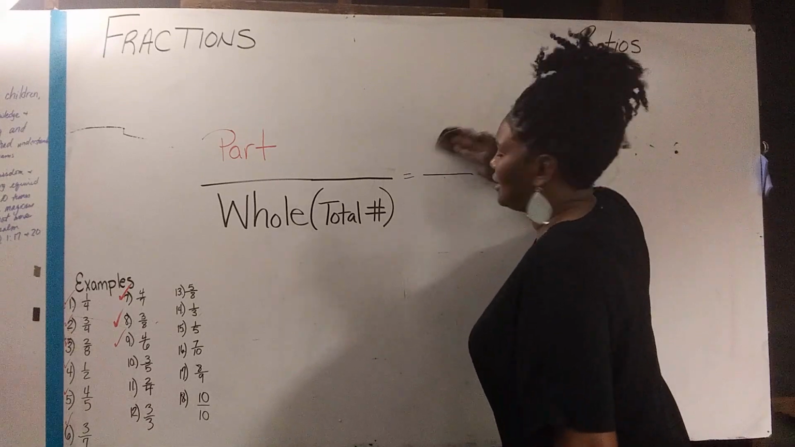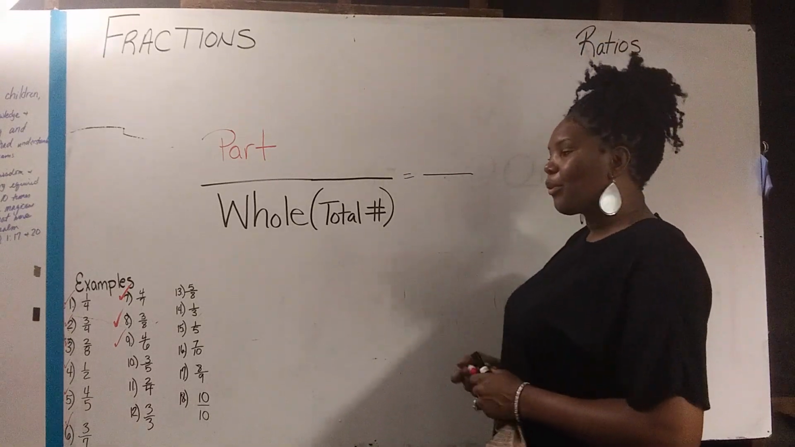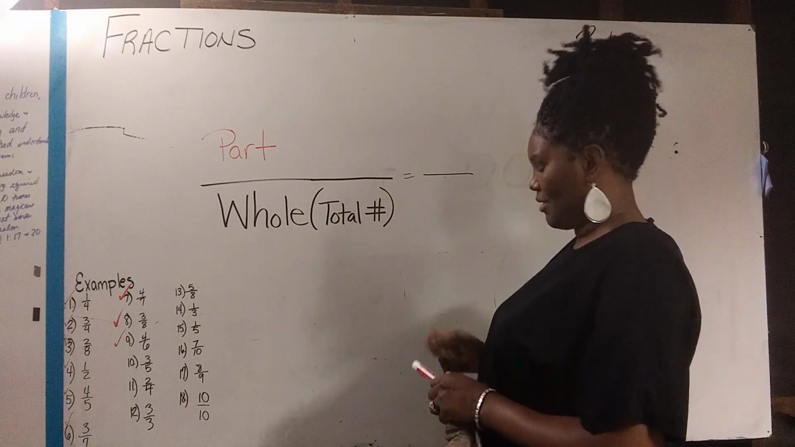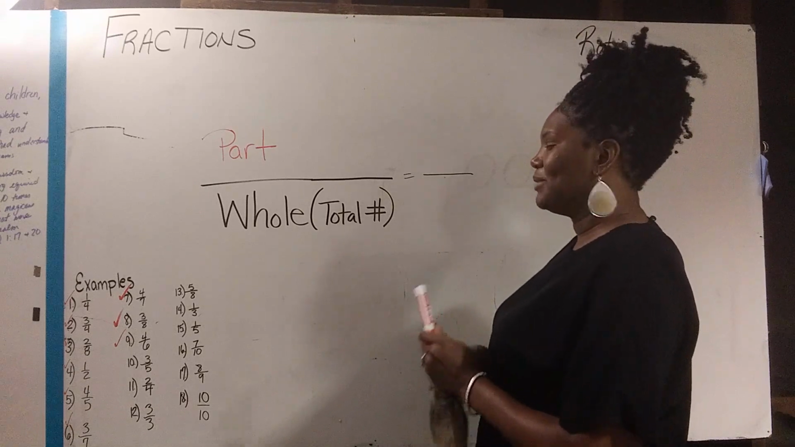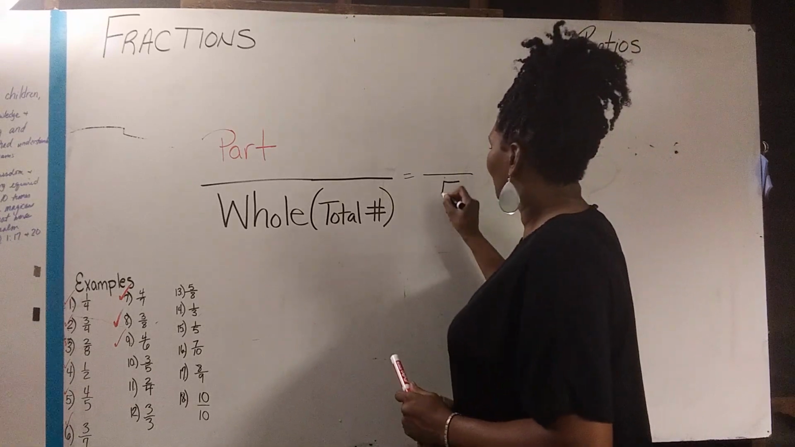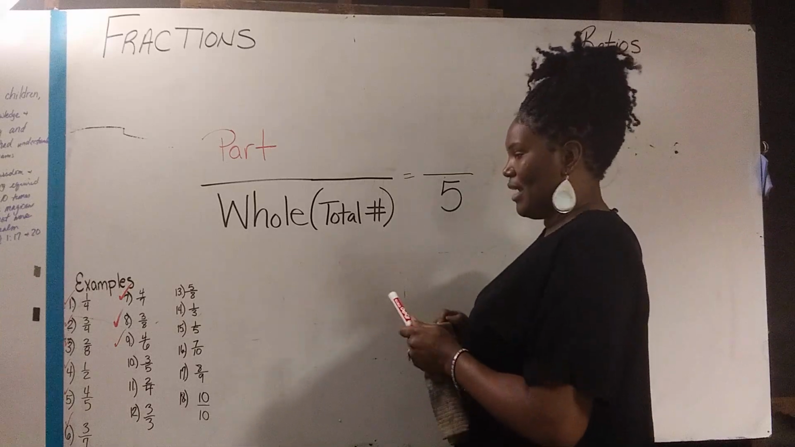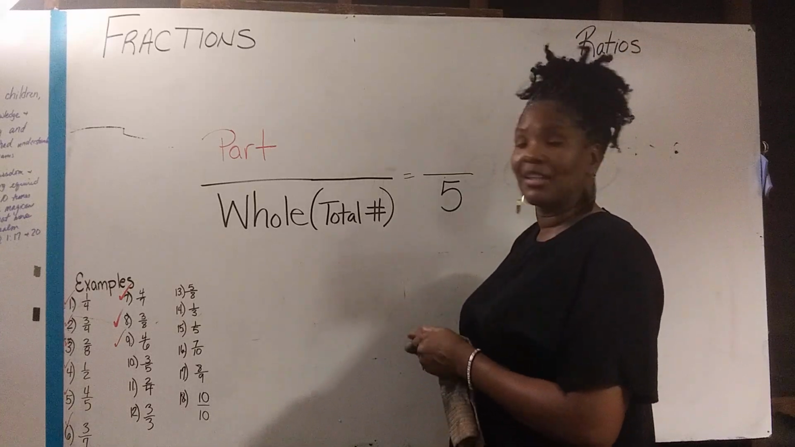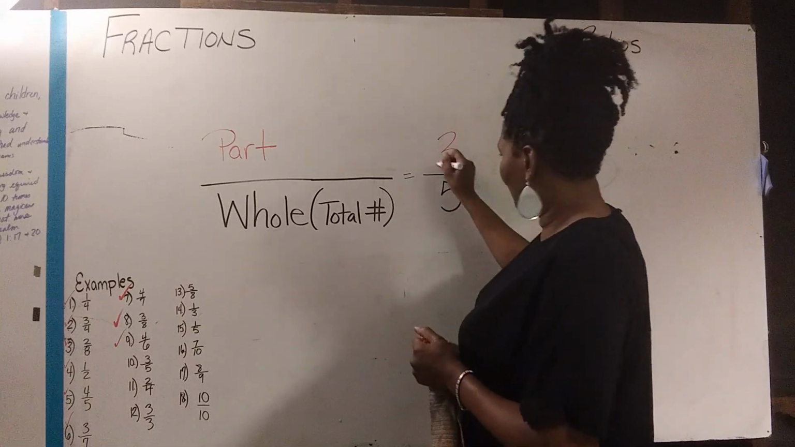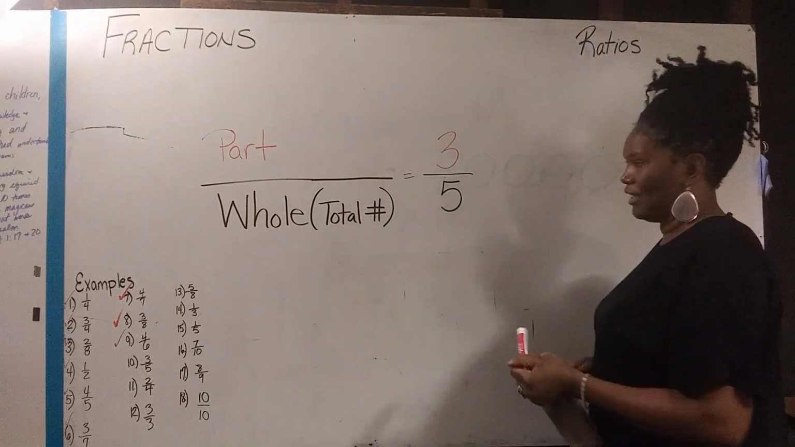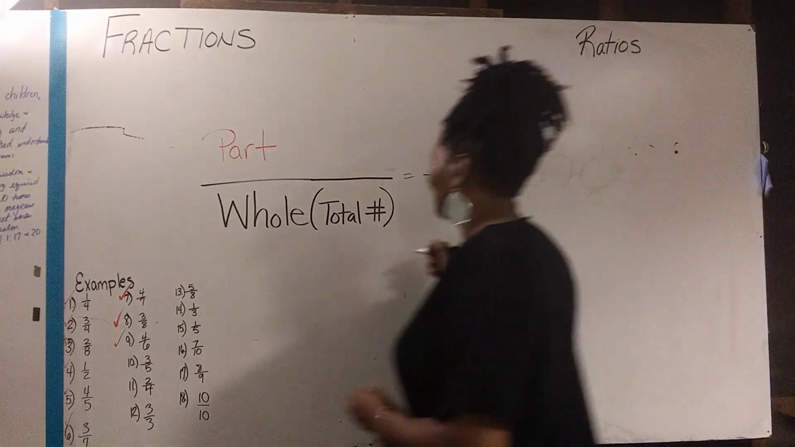All right, let's go to the next problem. 3/5. So our number at the bottom is how many squares we're going to draw. We're going to draw 5. And how many are going to be colored in? 3. Good job. So let's draw 5 squares.